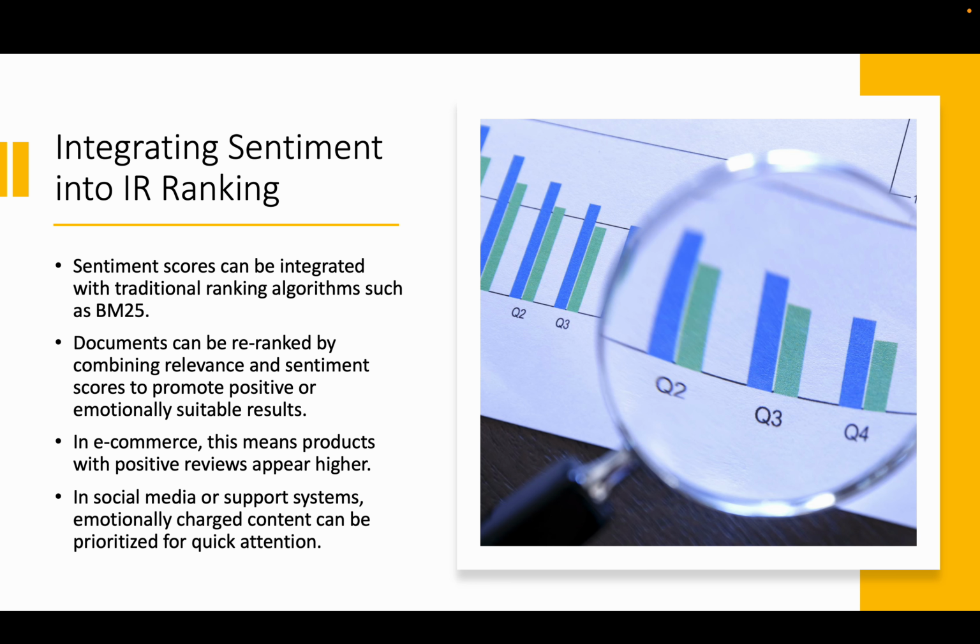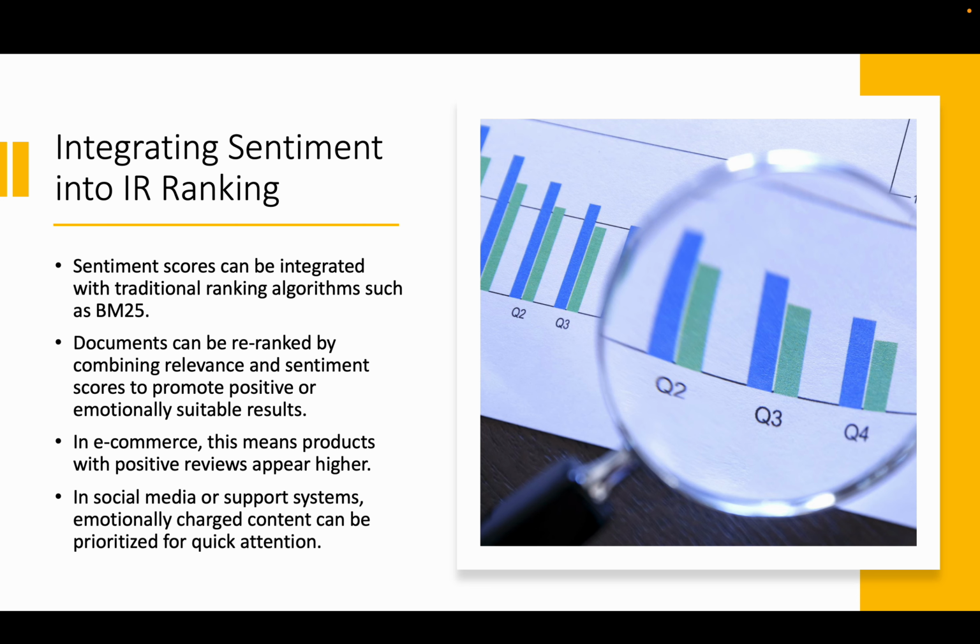Integrating sentiment into IR ranking. Once sentiment is detected, the next step is to integrate it into ranking algorithms. Traditional IR uses relevance scores based on term frequency. In sentiment aware IR, emotional scores are added as extra features. A common approach is score fusion. For example, final score equals 0.7 times BM25 relevance plus 0.3 times sentiment score. This ensures that results are ranked by both relevance and emotional positivity.